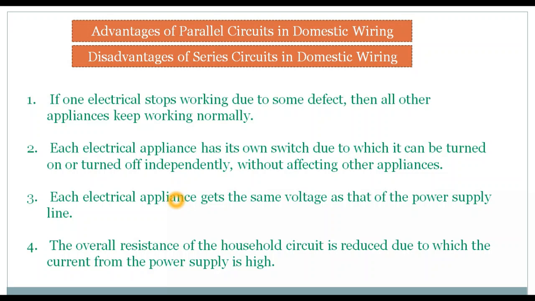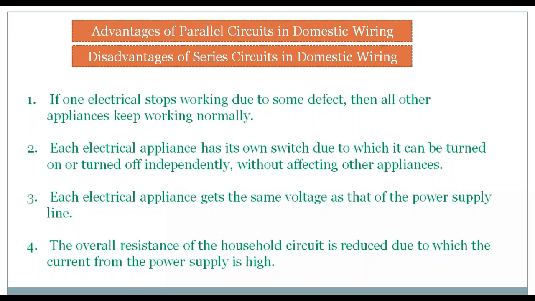But what happens in case of a series circuit? Appliances do not get the same voltage because voltage is shared there. We saw that in the derivation, voltage is shared between the appliances. So appliances may get less voltage and they will not work properly.